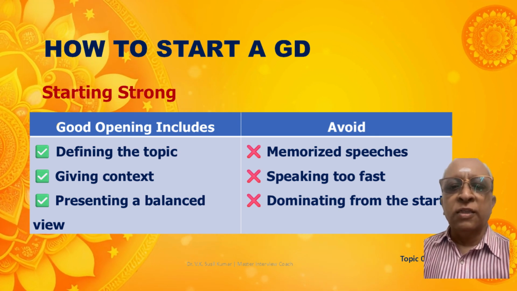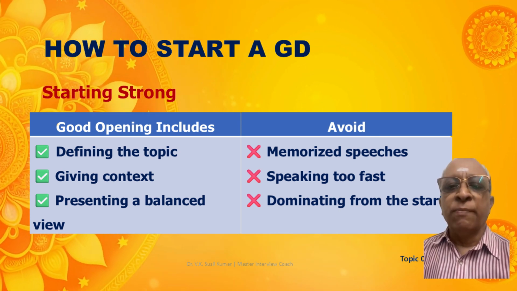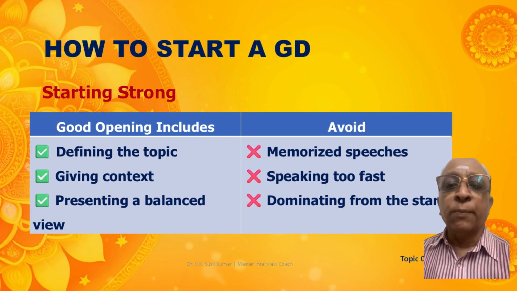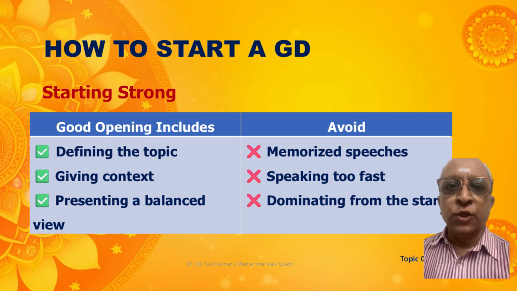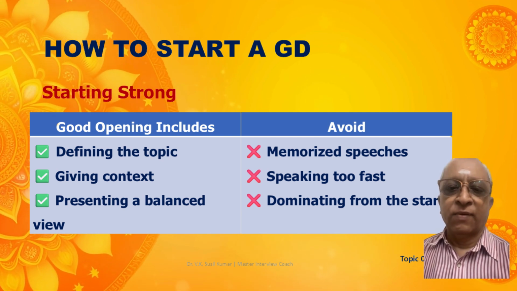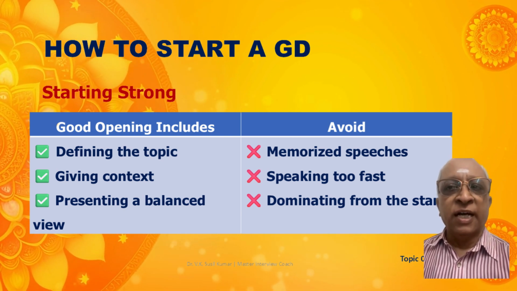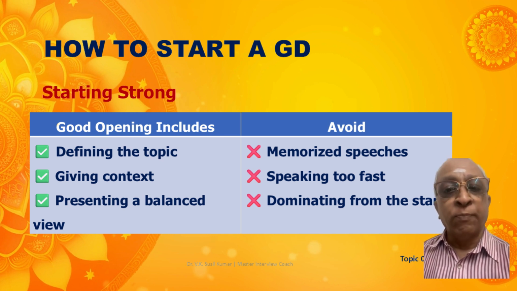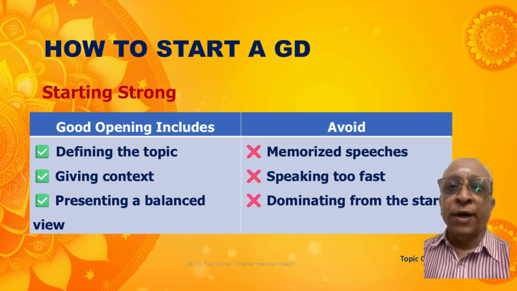Many students want to start the discussion because they believe it gives them an advantage. Starting is beneficial only if you know how to do it properly. A good opening should define the topic, provide context, and present a balanced viewpoint. For example, if the topic is artificial intelligence in education, you may begin by briefly explaining the concept and then presenting both opportunities and challenges. Avoid memorized speeches. Avoid rushing. Avoid speaking for too long. A strong opening creates a positive first impression.